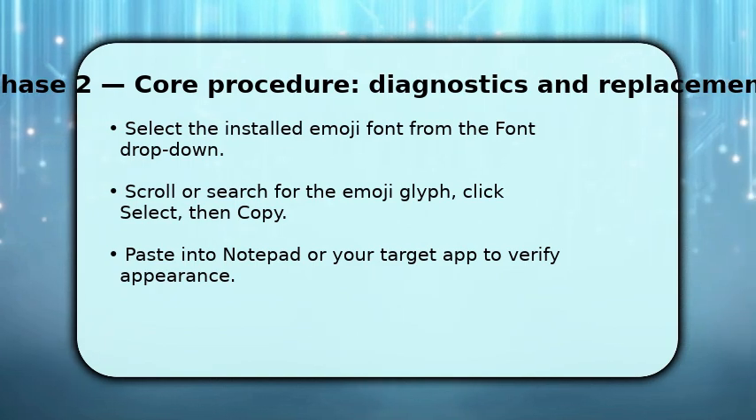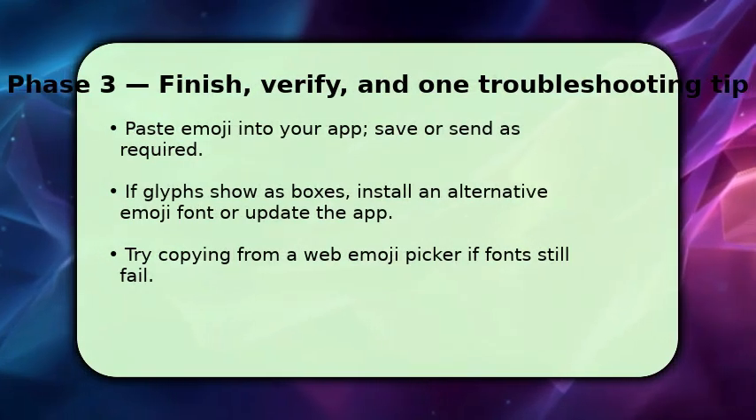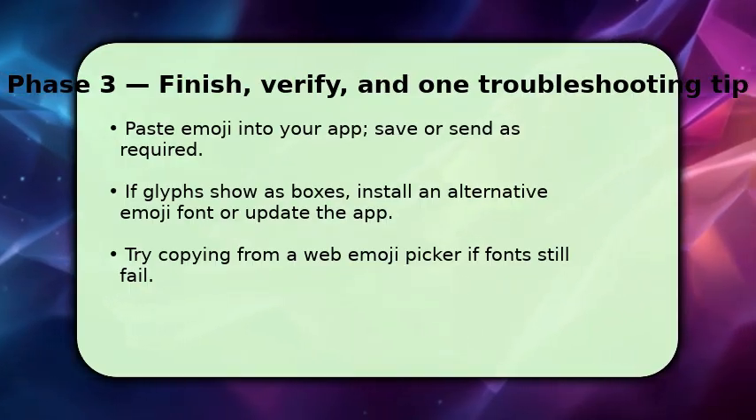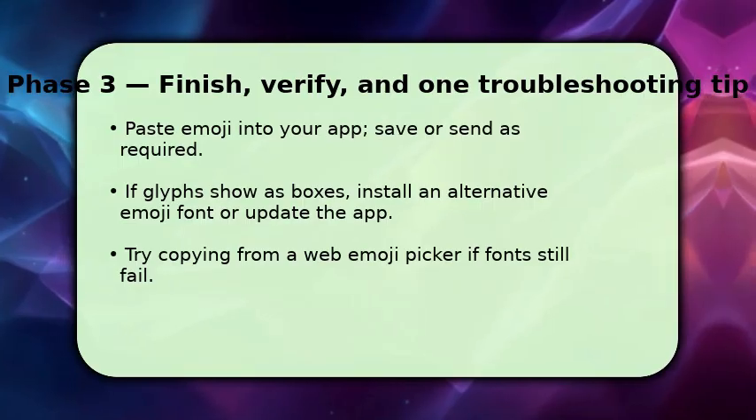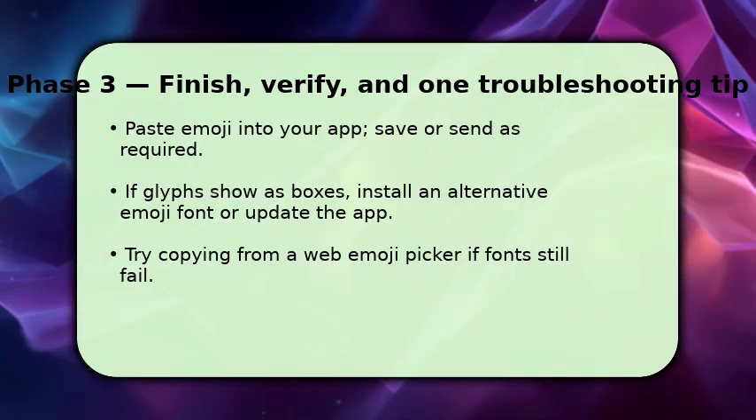You finish by pasting the copied emoji into your desired app and saving or sending the message. If the character appears as an empty box or a generic square, make sure the app supports the installed font and that you installed the emoji font system-wide. Reinstall with admin rights if needed.